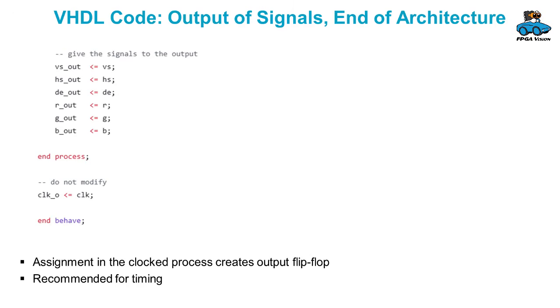Likewise, at the end of the code, we also have output flip-flops. So we give now the signals that we had internally in our architecture to the output, again with the flip-flop, because it's inside the process. And then we end the process. Here we also have the clock output, and then we have end behave. This is the end of the architecture.